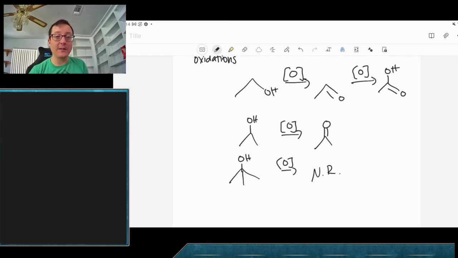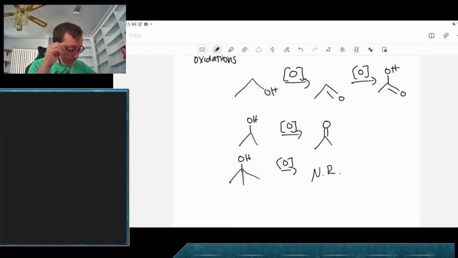In order to oxidize something, we need a CH bond. So remember, oxidation means either increasing the number of bonds to oxygen or decreasing to hydrogen. In order for an oxidation to happen, if you have no CH bonds to lose, you can't oxidize something. So we can talk about some of the common ways to do this.